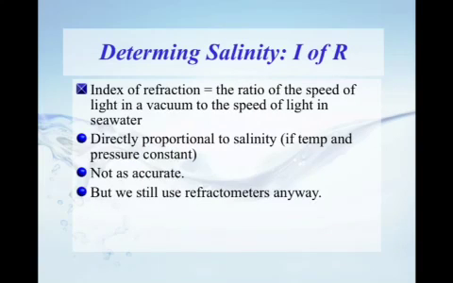IOR is another method, and it's one you've also used. It's basically index of refraction, and you've done this whenever you used a refractometer. Basically, the idea is that the speed of light is different depending on how many salt particles there are. It's not always as accurate. It's also a function of temperature, and you need pressure to be constant. But we still use them, and the reason we use them is because they are cheap, and they're fairly easy to use, and if you break them, we're not as concerned.